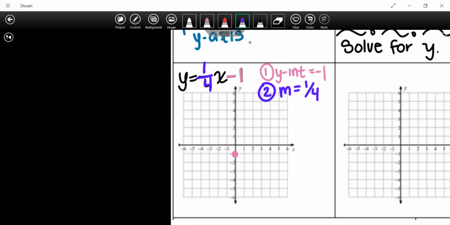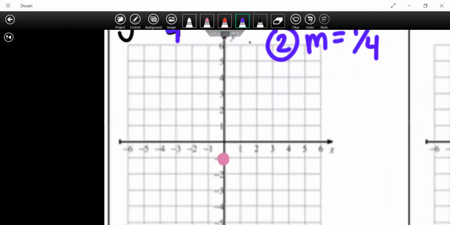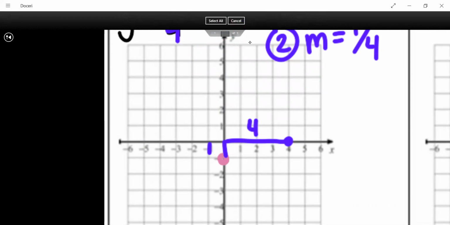Our rise over run is up and down, then left and right. So from that point, I'm going to go up 1, over 4. We can also carry this backward, going back 4, down 1, as long as it still remains positive.